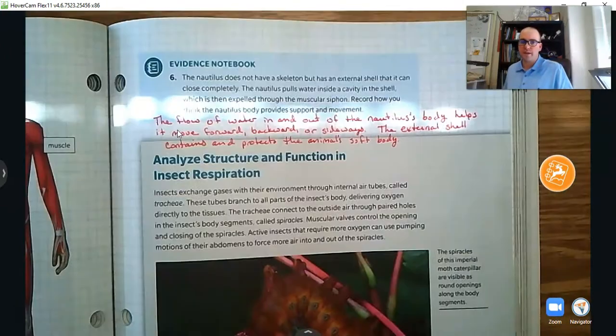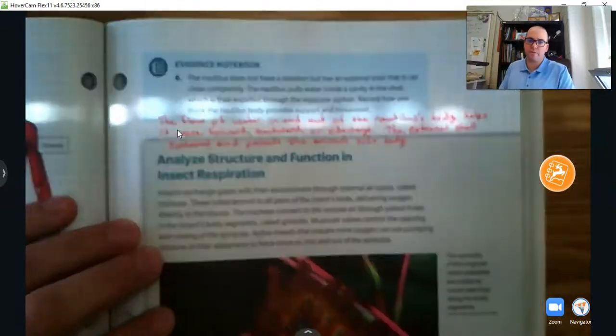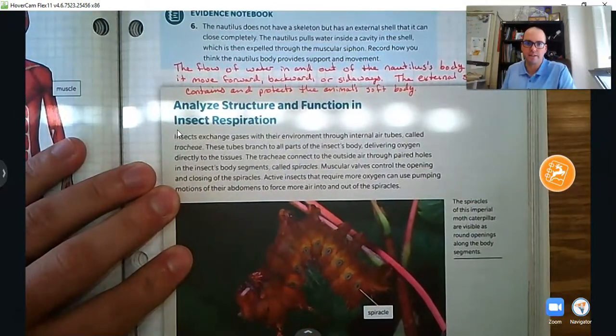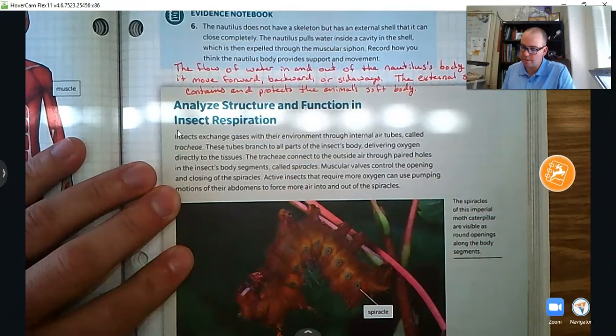So if we refer back, this evidence notebook refers back to that first page of the Nautilus. Okay, the Nautilus does not have a skeleton, but it has an external shell that it can close completely. The Nautilus pulls water inside the cavity in the shell, which is then expelled through the muscular siphon. So how do you think the Nautilus body provides support and movement?